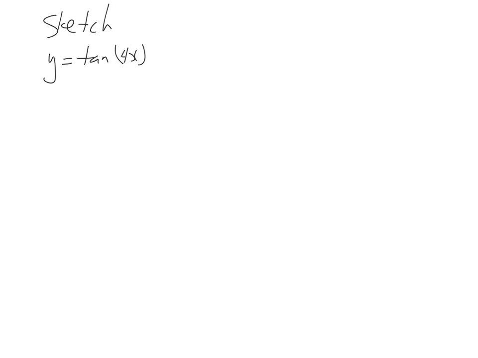So for our period, T equals pi on n. For sine and cos it was 2 pi, but for tan it's just pi on n. So in this case, our period would be pi over 4. That's our coefficient there. So having got that, that's our period. So every pi on 4 is going to repeat itself.